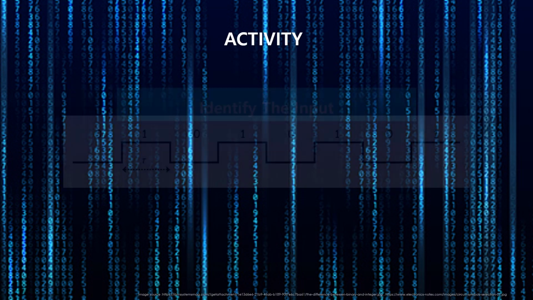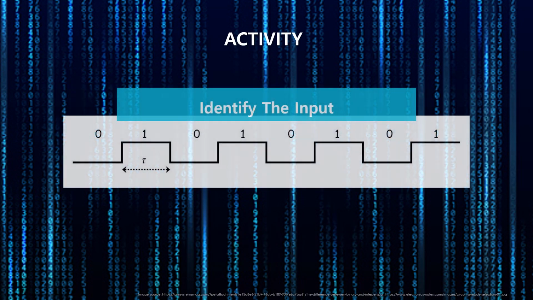Okay guys, so now you have to perform two activities. First activity is to identify the input. Here we have signals, here we have a graph of the signal, and from that you have to identify what input was given to the system. So just identify the input from the graph.